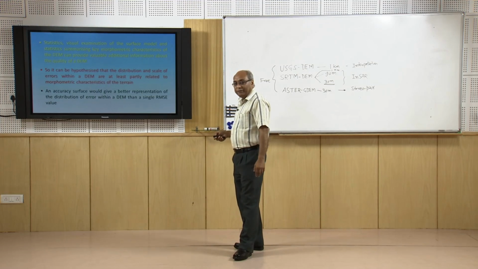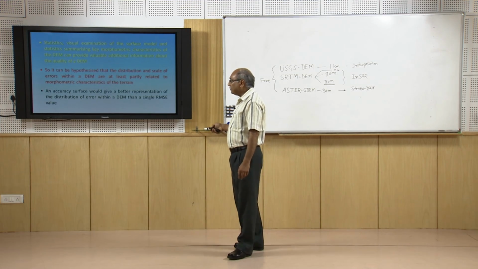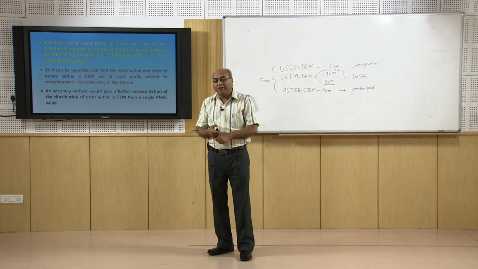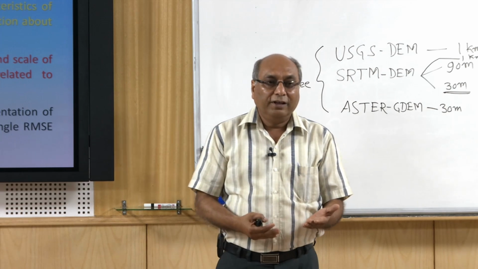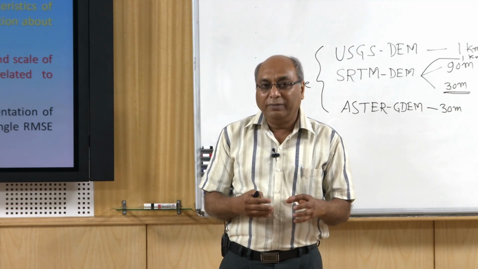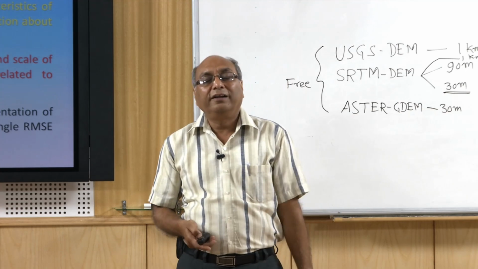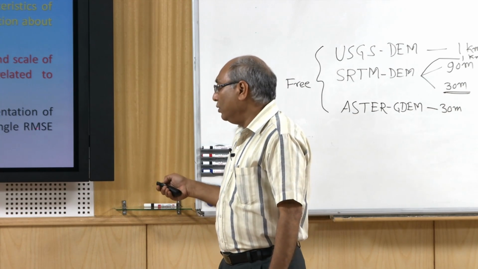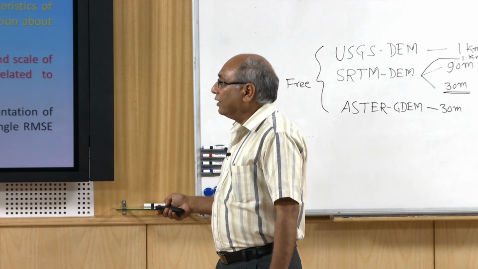So if we can perform that before, then we can also use this tool to assess the errors in our input digital elevation model. An accuracy surface would give a better representation of the distribution of errors within a DEM than a single RMSE value. If this can be derived, then you can know exactly in which part of your input DEM there are more errors compared to other parts, rather than just having a single value through this root mean square estimation.